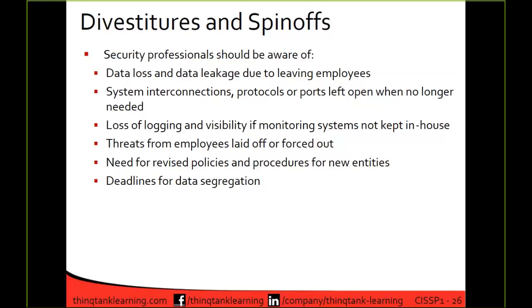Deadlines for data segregation, okay? This is important because if you're spinning off a part of your business, or you're divesting a part of your business, maybe you're selling a part of your business to another entity, obviously that data needs to go with that business, right? And you might have these commingled systems that allow data to be processed. So obviously you want to be able to segregate that information and separate that information. Makes sense, all right?